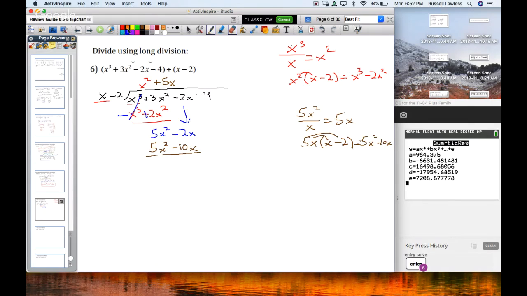And then change our signs. So we're going to change positives to negatives, negatives to positives. Eliminate that polynomial, and then that'll leave us with an 8x. And then we'll bring down that negative 4.